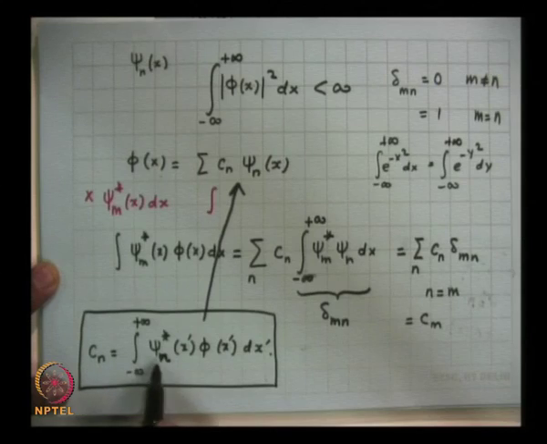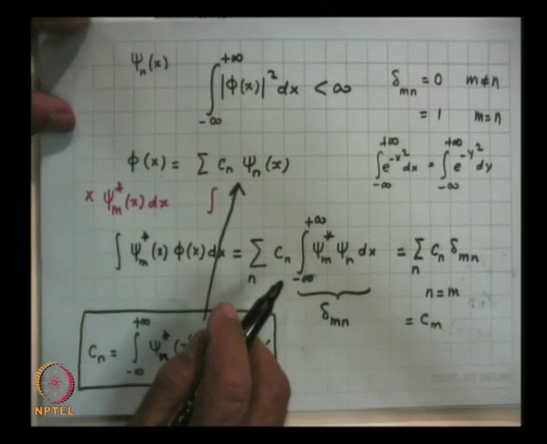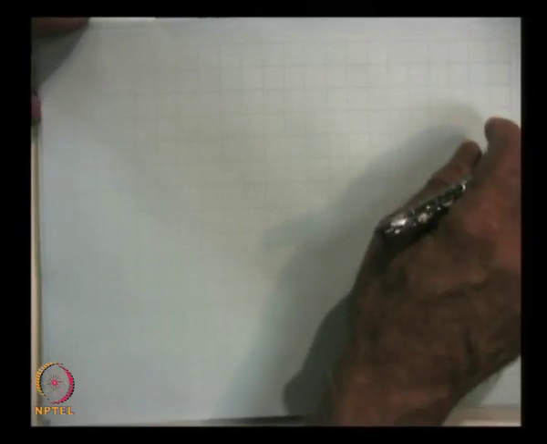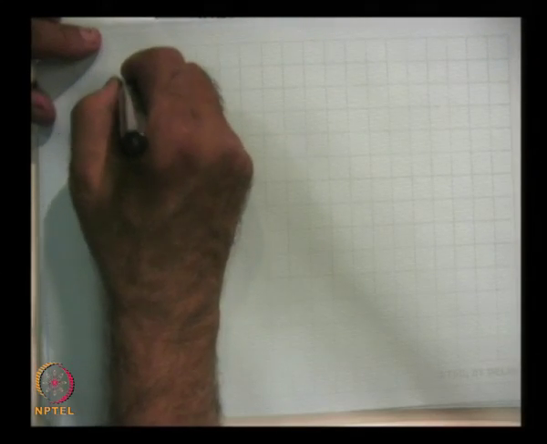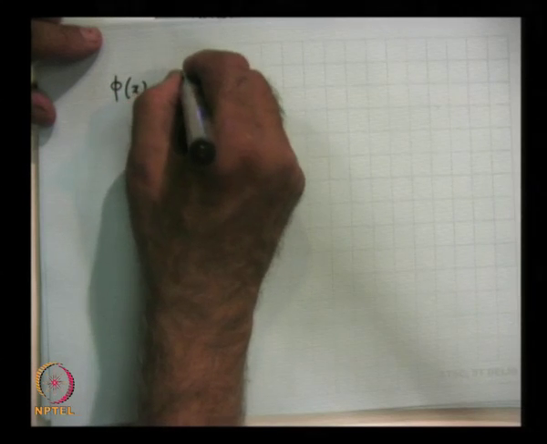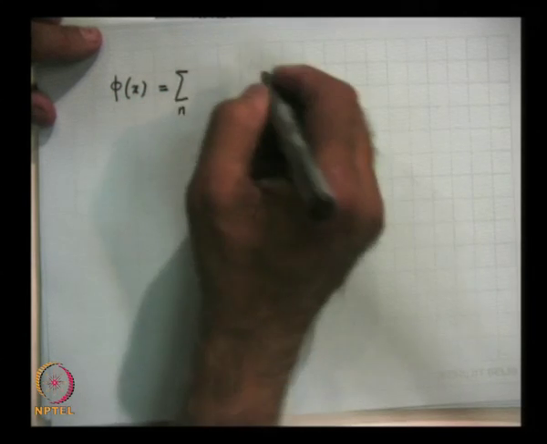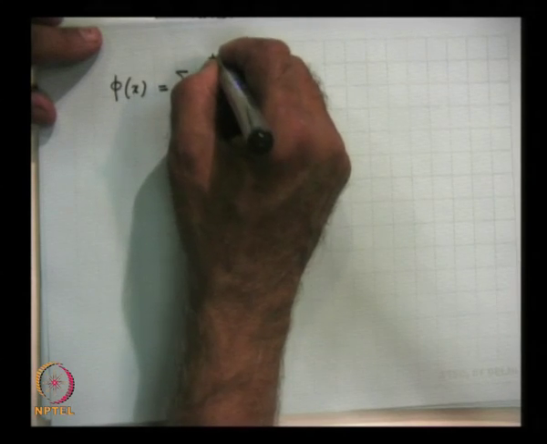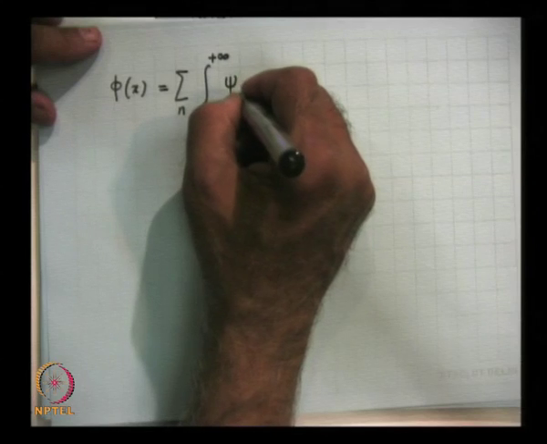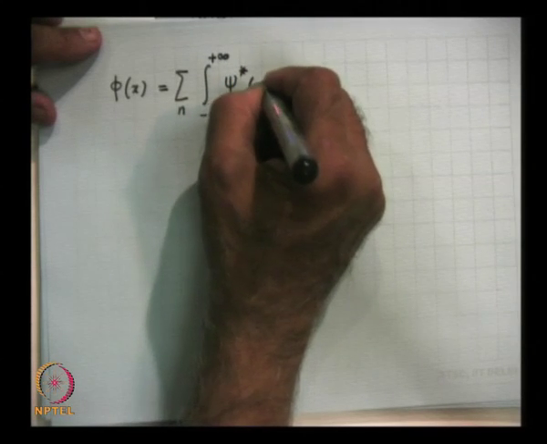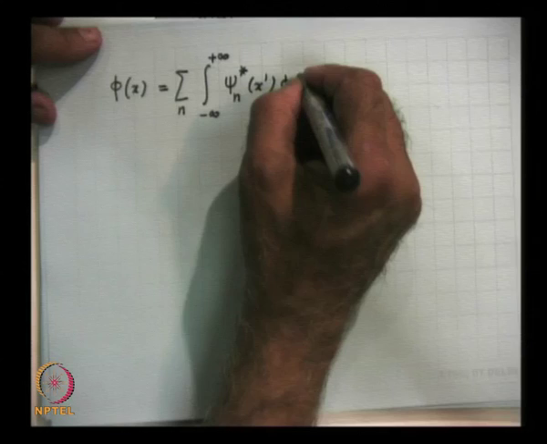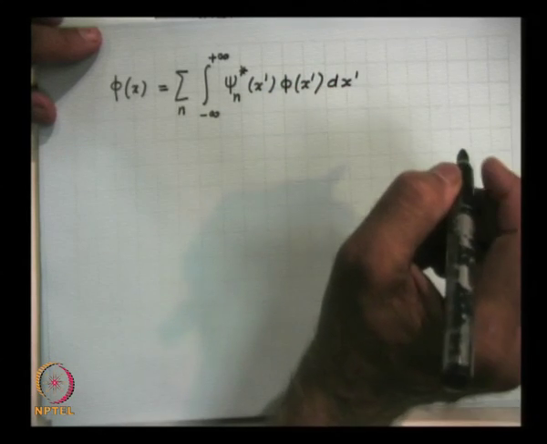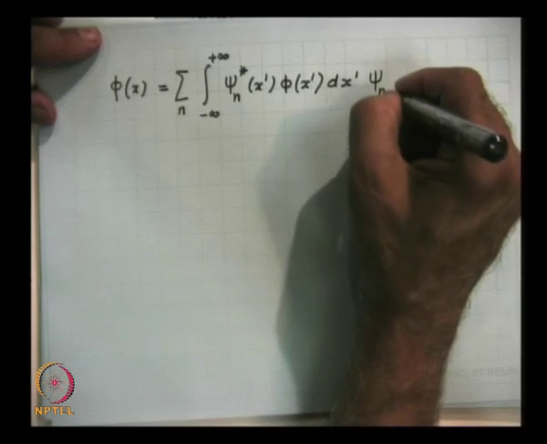So, I will substitute this expression for C n in this equation. I will obtain, please see this carefully, that phi of x is equal to summed over n C n. And what is the value of C n? As we had determined earlier, minus infinity to plus infinity, psi n star x prime phi of x prime dx prime, multiplied by psi n x.